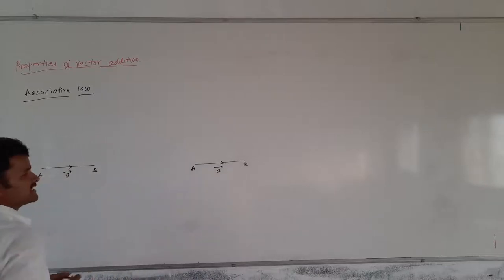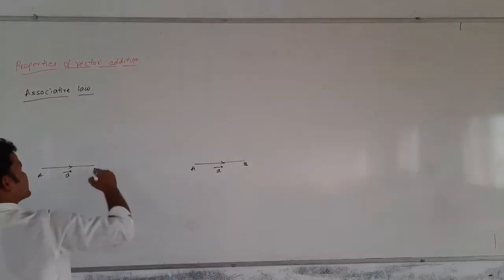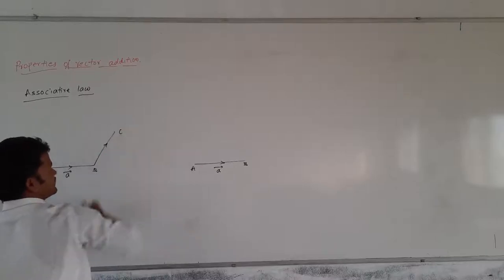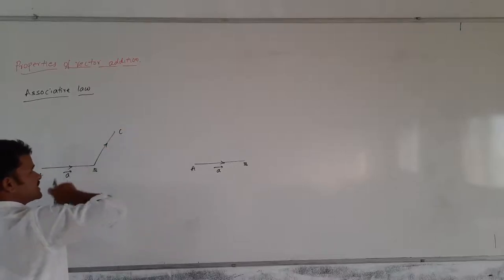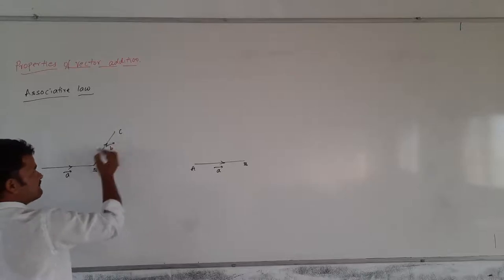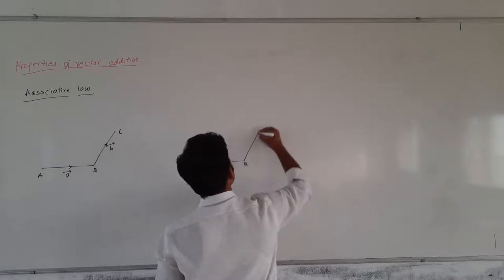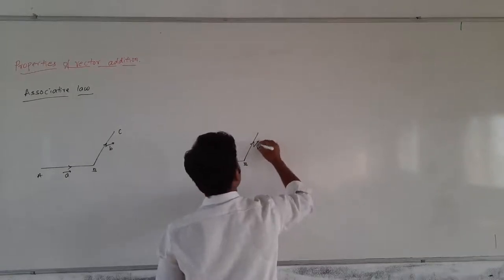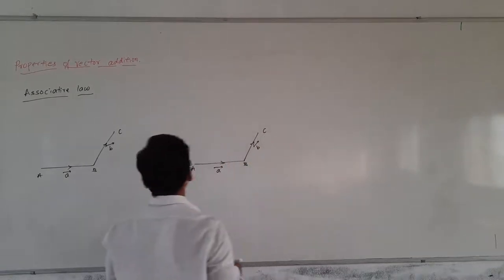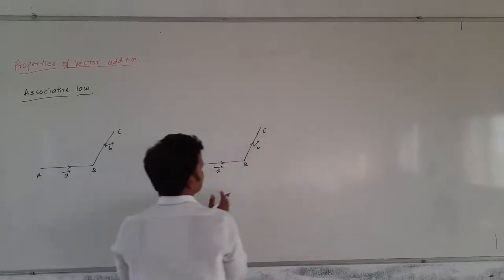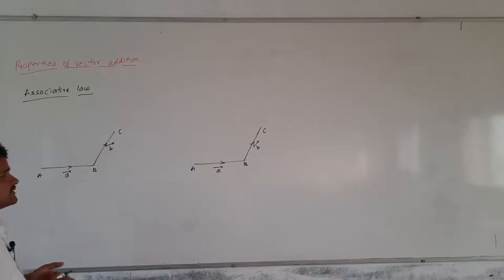Next, from the terminal point of the first vector I will take another vector. Let us take this terminal point as C. Let us take this as vector BC. Vector BC I will name as vector B. In the same way here also, this is vector B, where the terminal point is named C. Both are same only, vector BC, here also vector BC, same figure, I am writing it twice, that's all.